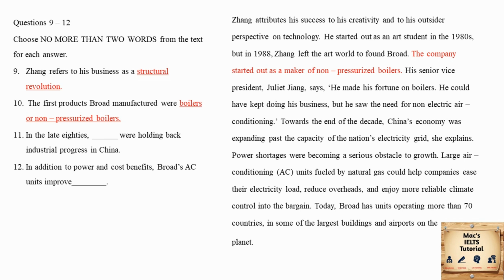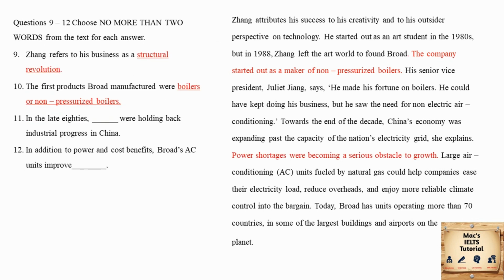The following question is in the late 80s, dash were holding back industrial progress in China. In the same paragraph that we discussed previously, that is para C, the para states that power shortages were becoming a serious obstacle to growth. Hence, the answer for this question is in the late 80s, power shortages were holding back industrial progress in China. We have come down to the last question.